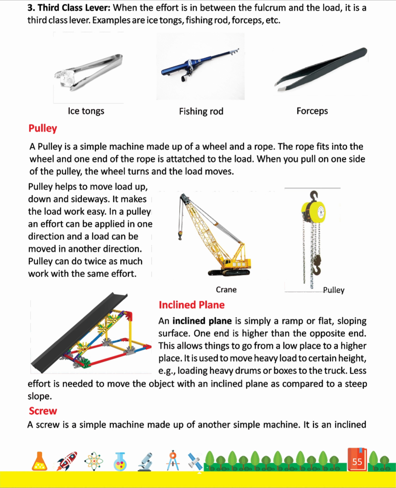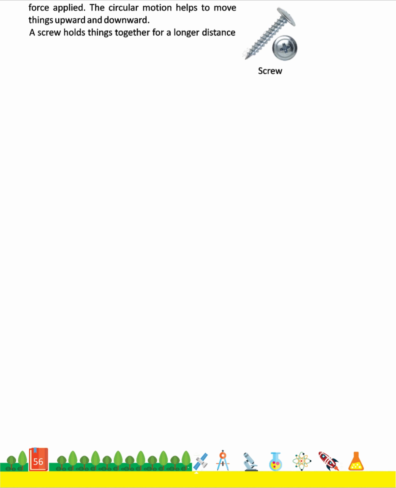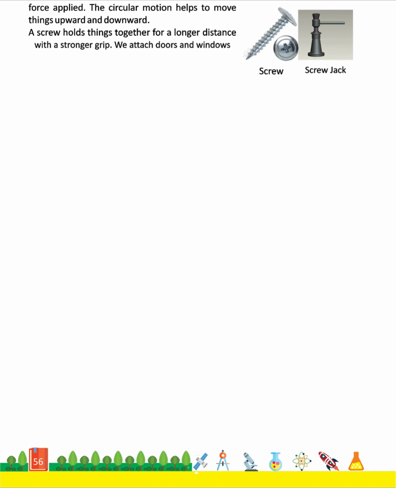It is an inclined plane wrapped around a cylinder. It has ridges or threads that change the direction of force applied. The circular motion helps to move things upward and downward. A screw holds things together for a longer distance with a stronger grip.